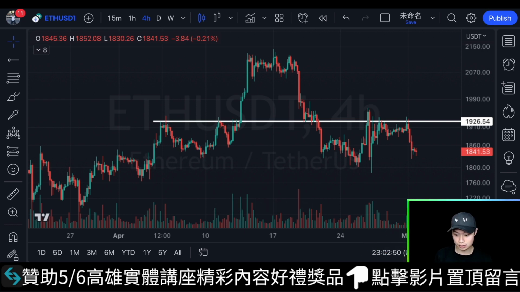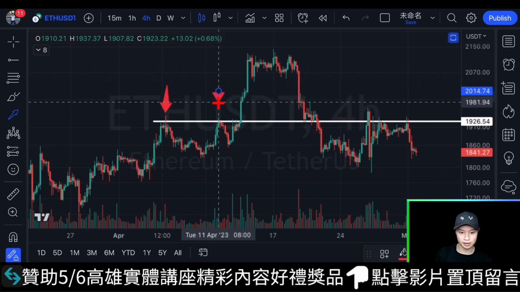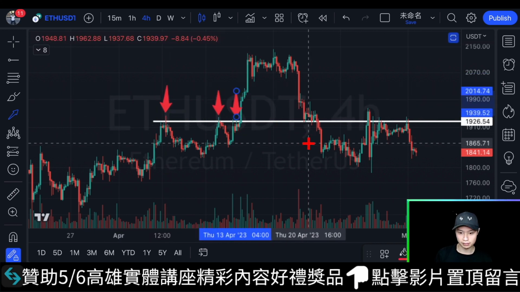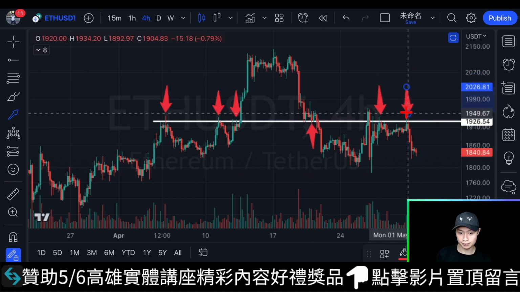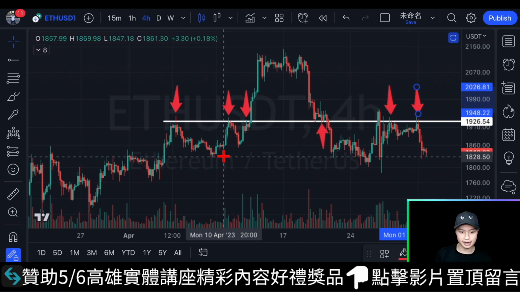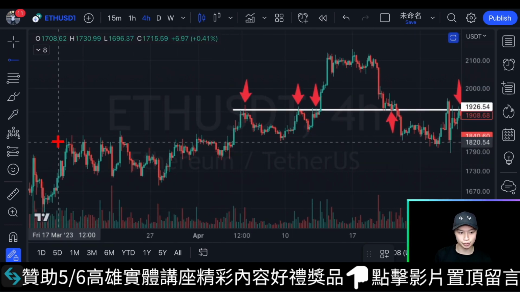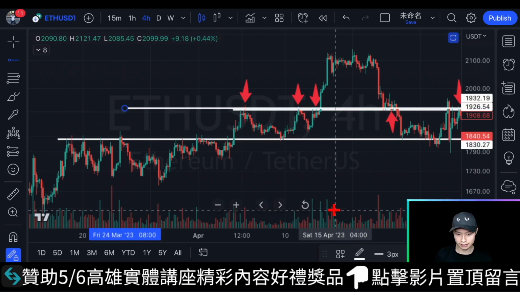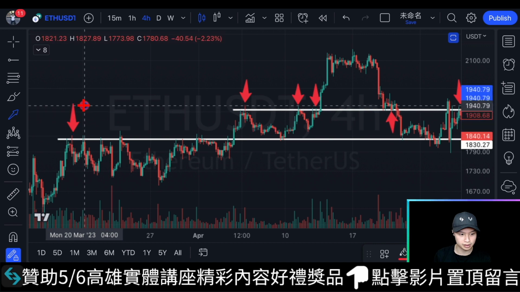If we switch to the 4-hour chart, there are only 2 positions we need to pay attention to. The first one is here. Hold on. I have drawn too many lines. The first position is here, at around $1,920 to $1,930, where it's valid. Resistance here. The support and resistance here have confirmed the validity of this line.